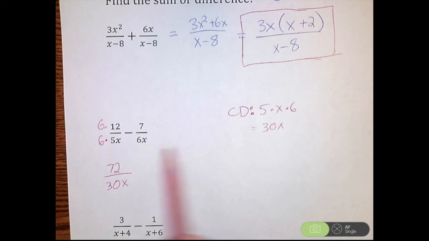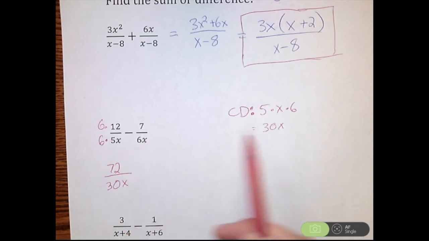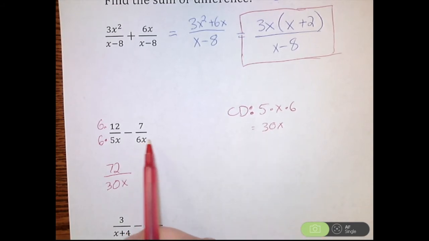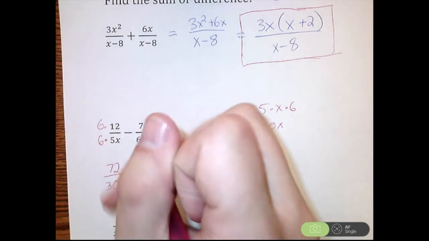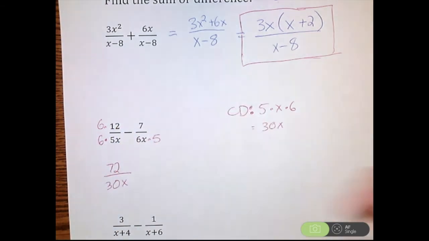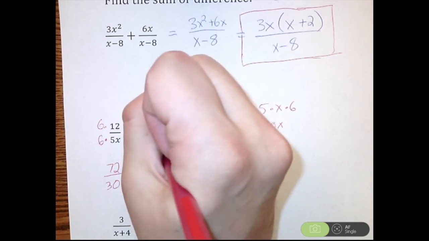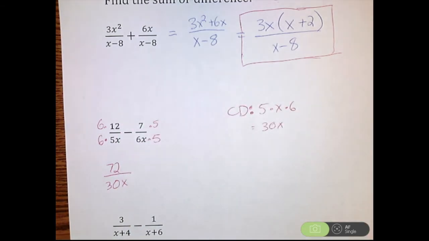So I have a 6x in the denominator. I need a 30x there. 6x, I need a 30x. So I've got to think, 6x times what gets me 30x? Well, I'm missing that 5. So I multiply the bottom by 5, and I'm going to multiply the top by 5.